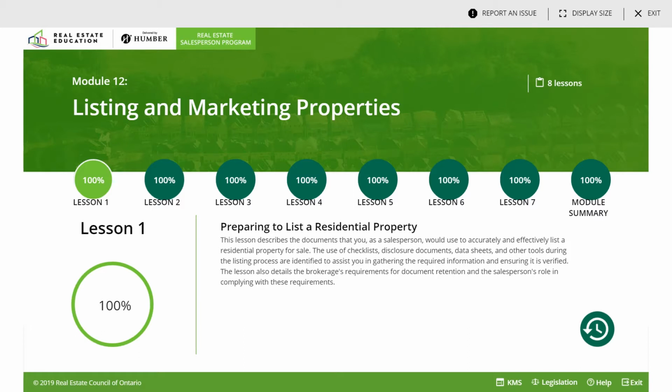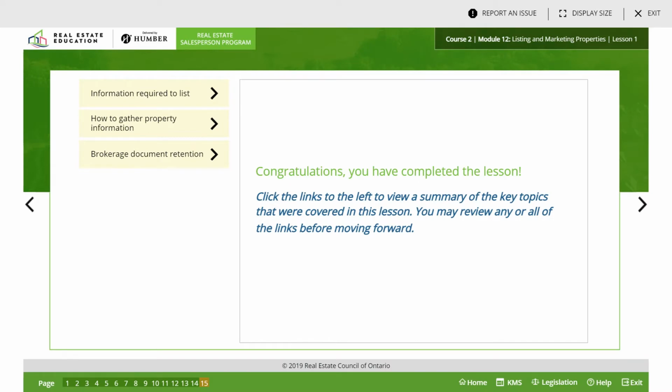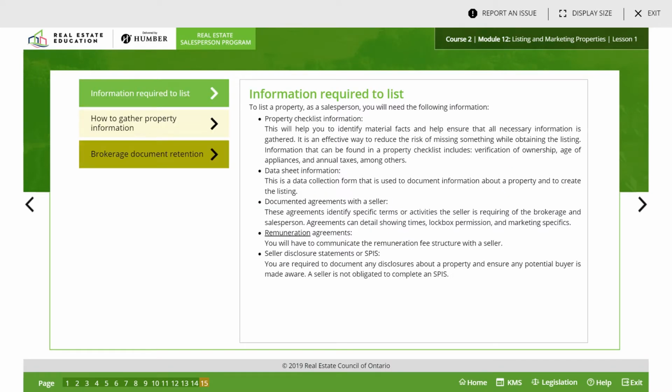Module 12 basically talks about listing and marketing properties. Says it in the title. Alright, lesson 1. We're gonna skip right to the end because that's where the good stuff is. Okay, information required to list.